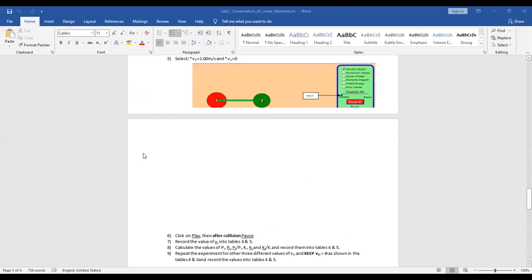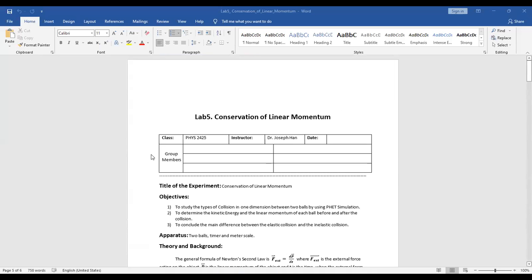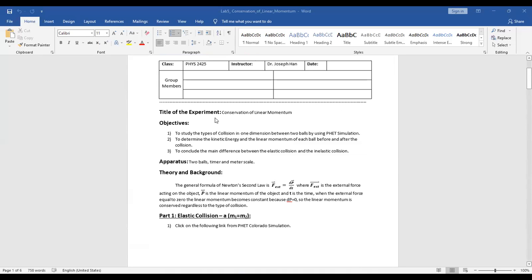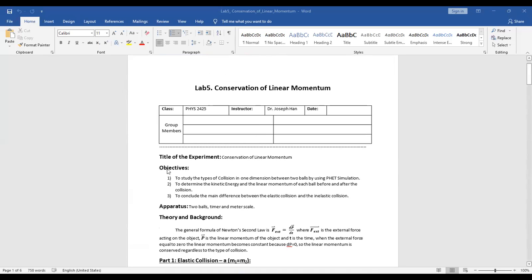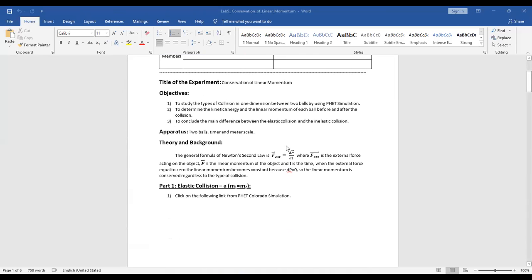Okay, let me share the lab manual here. This is a lab manual. In this lab manual, you can read the title of the experiment is conservation of linear momentum. The objective is to study the types of collision in one dimension between two balls by using a simulation. And this is the theoretical background.